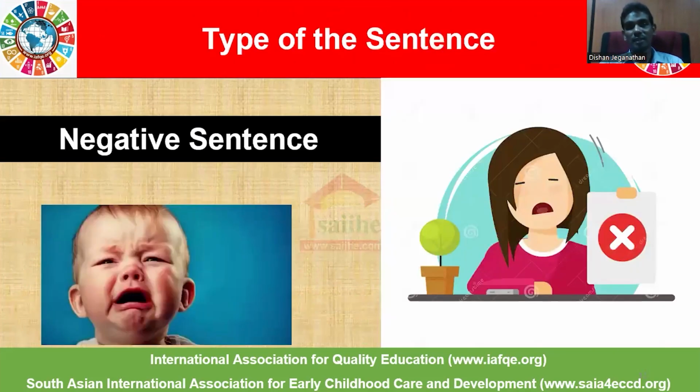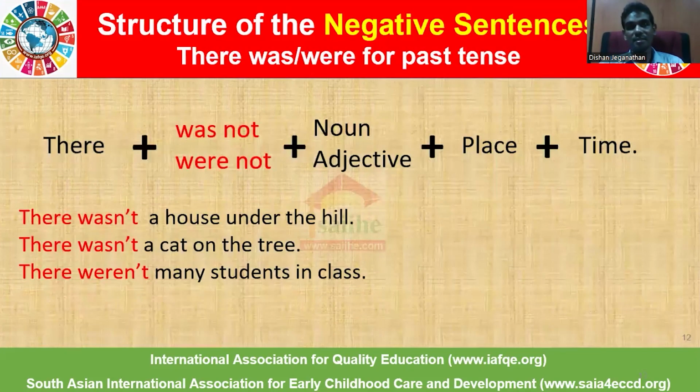Moving on to the next type, which is negative sentences. In negative sentences, the word not will be included in the structure. Living things, non-living things, the structure remains the same.